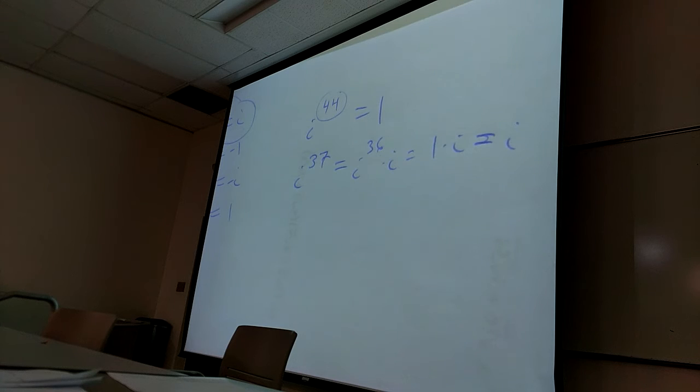Don't make too much out of this. It's not that bad. If you divide the power by 4, you see where you are in the cycle, because it just keeps repeating. So I'm just ripping off all the extra rotations I don't need.